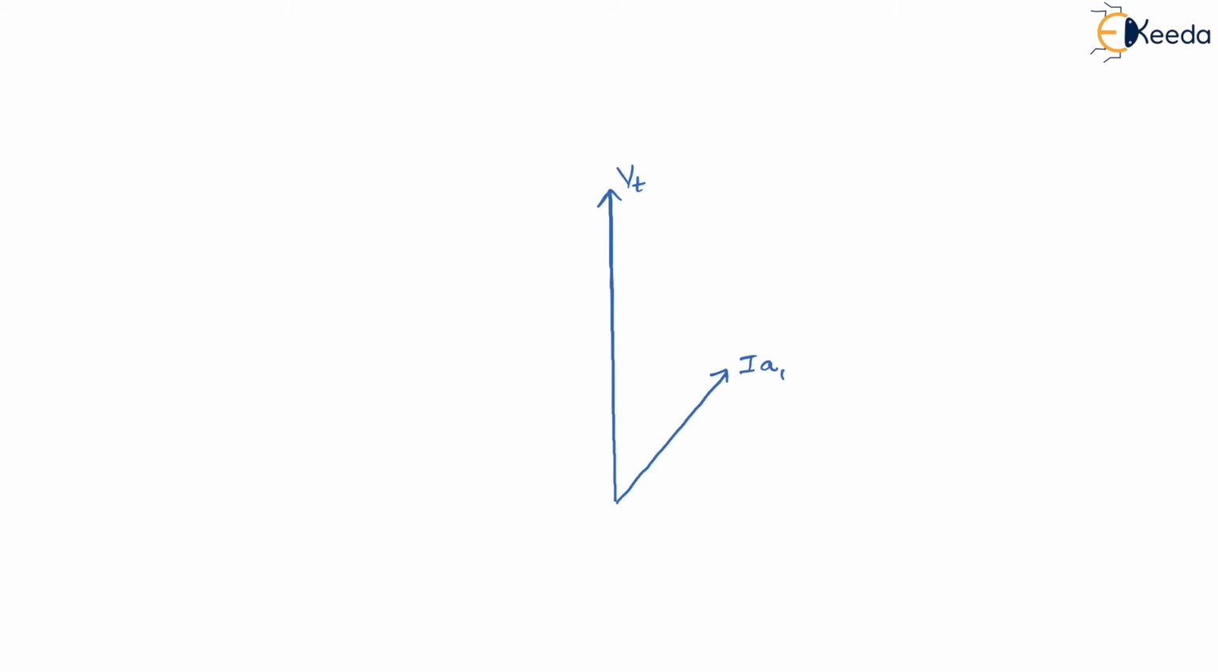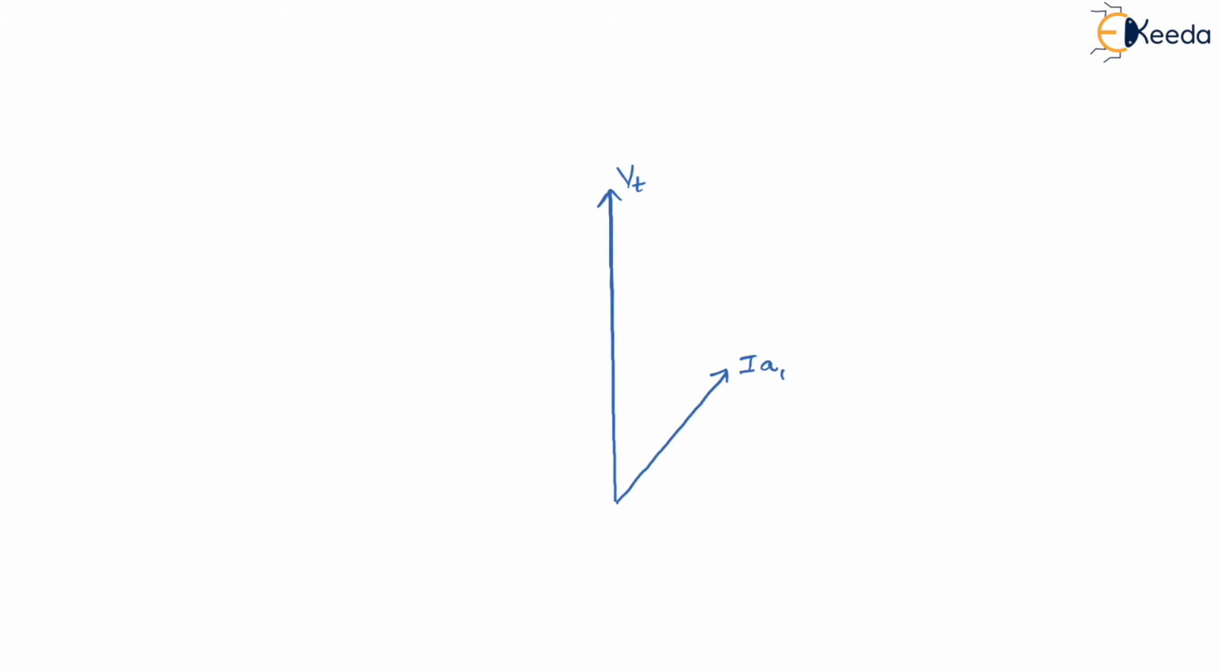EF will be where? Left of VT or towards right of VT? Definitely, we have seen that the field poles are ahead of the resultant poles in case of an alternator, which means my EF should lead VT. Yes or no? So where will my IA axis drop be now? Definitely, my IA axis drop will be like this.